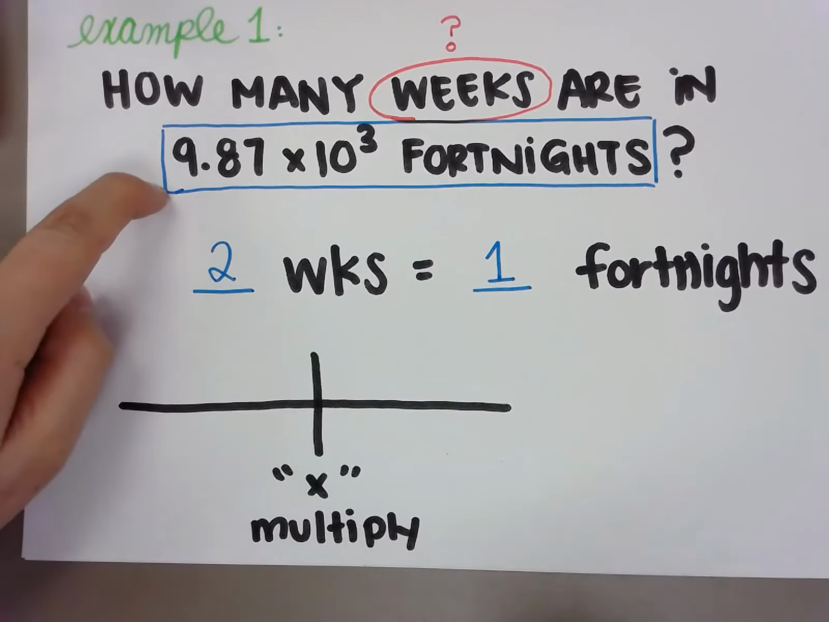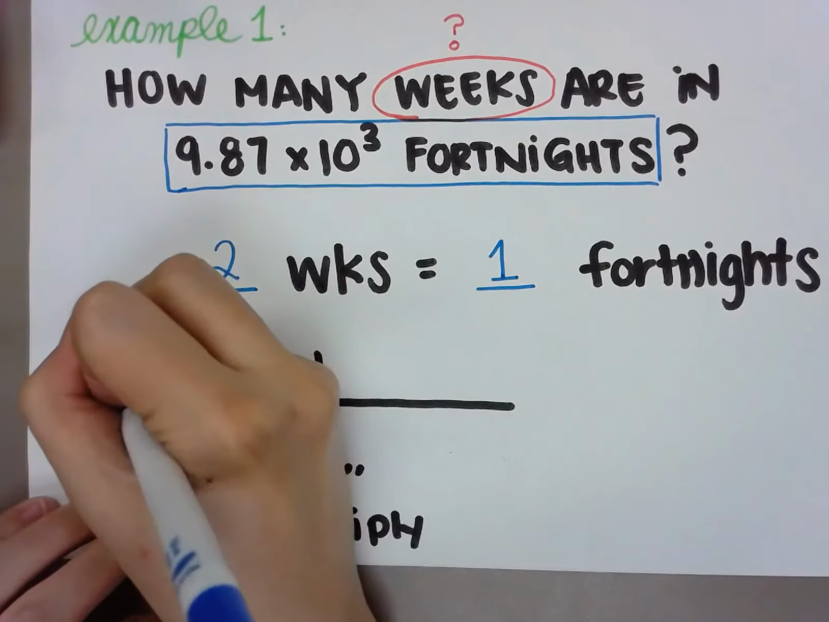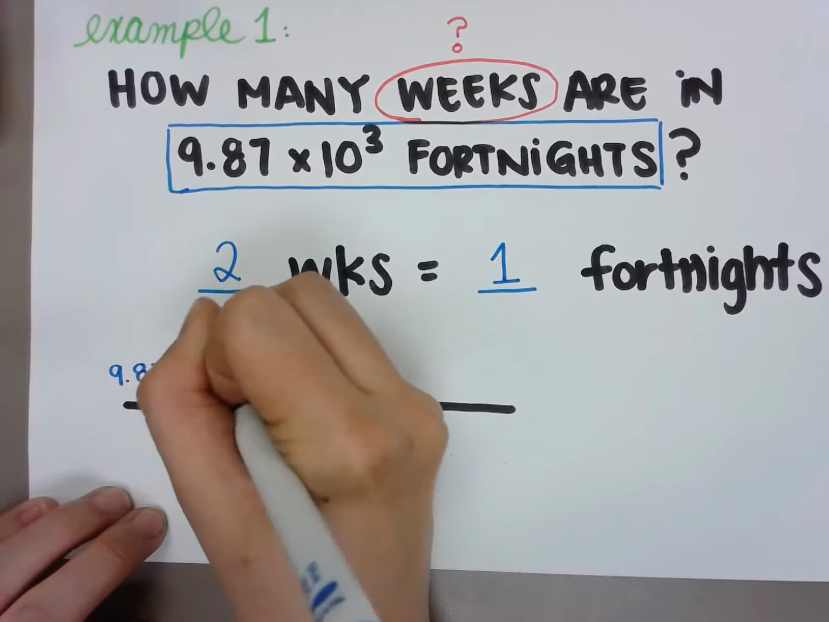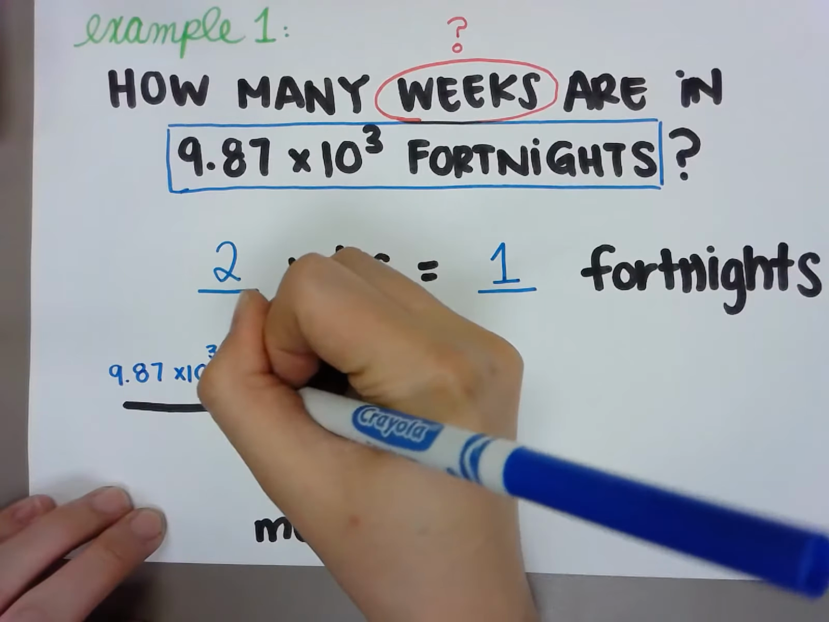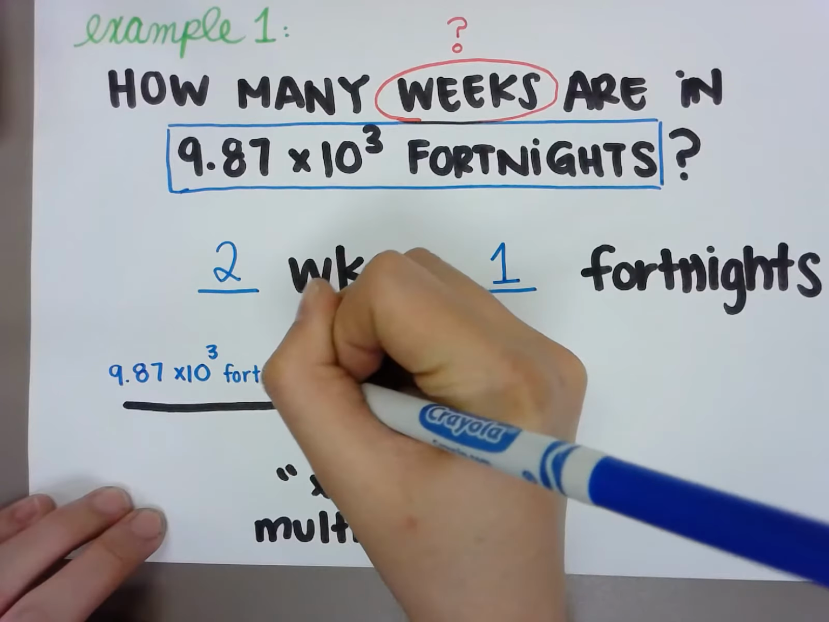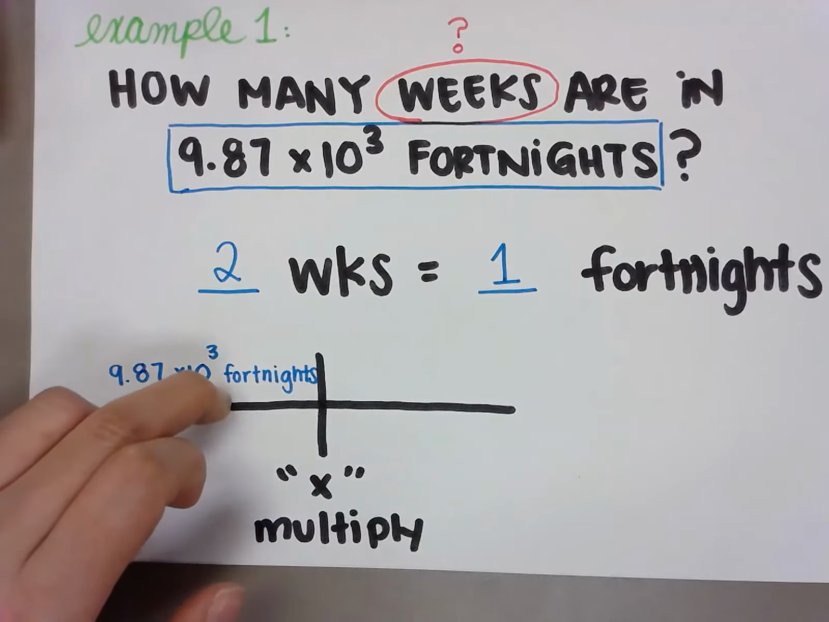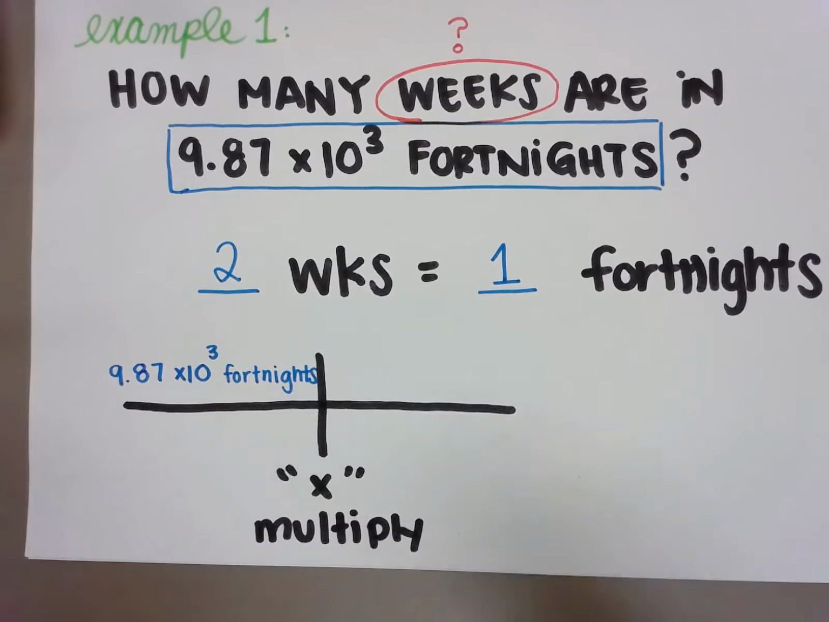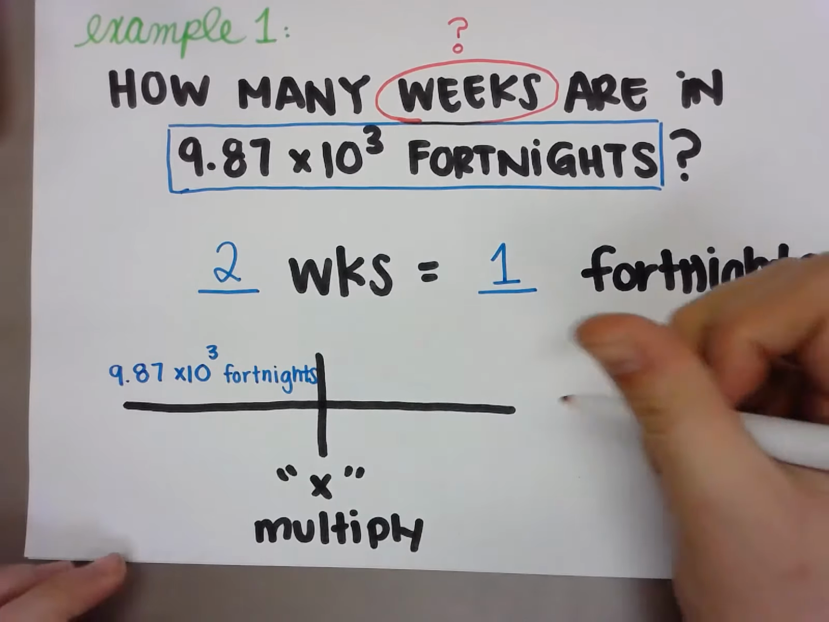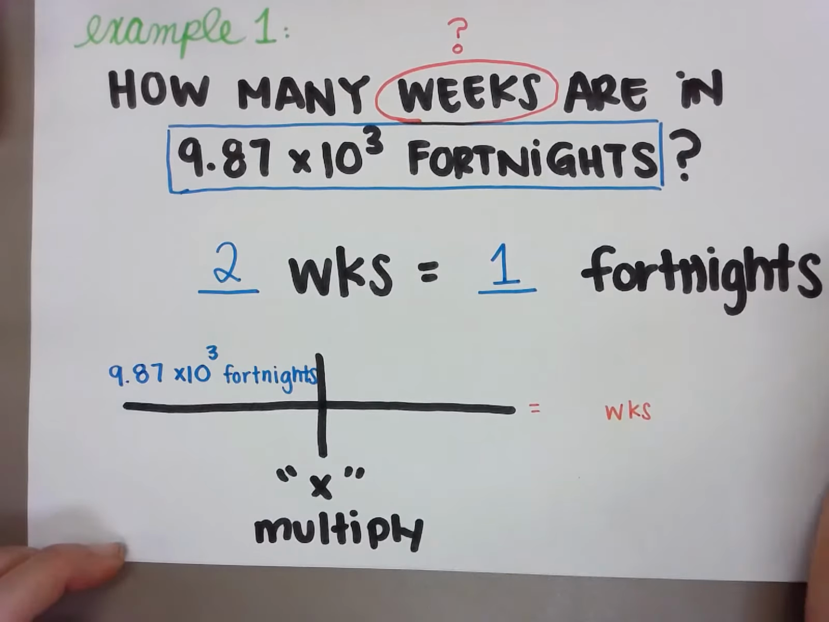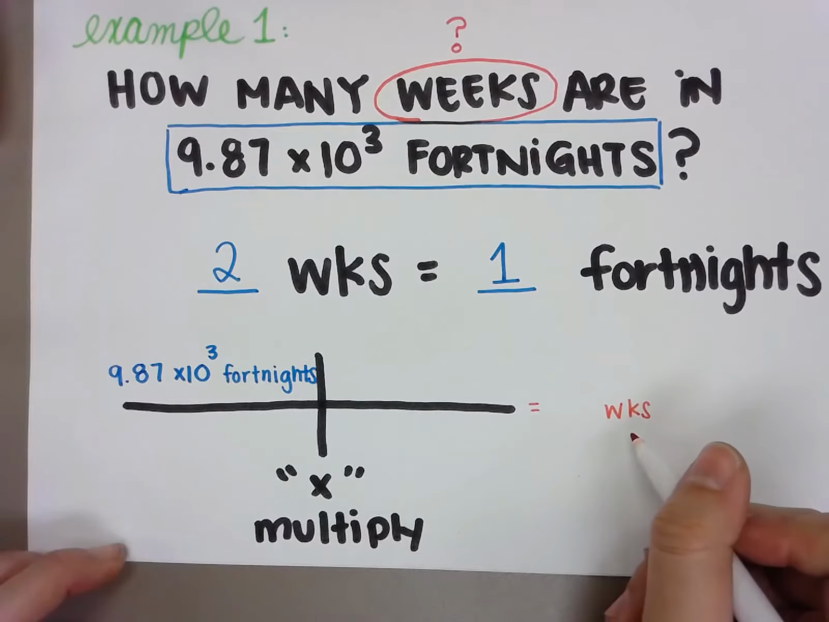We have 9.87 times 10 to the third fortnight. So I'm going to go ahead and write that in. 9.87 times 10 to the third. And we're not going to be lazy, we're going to write the entire unit, fortnights. All right, and so now I'm trying to figure out, again, I want to know how many weeks that is.